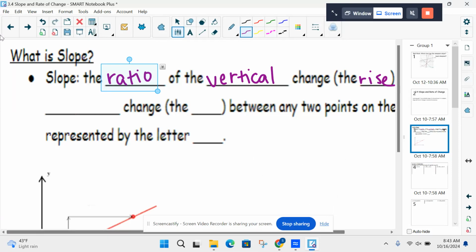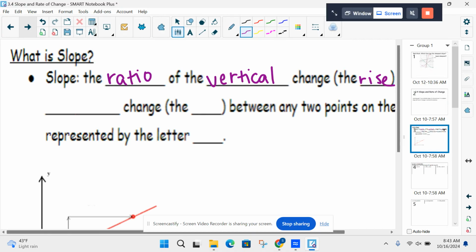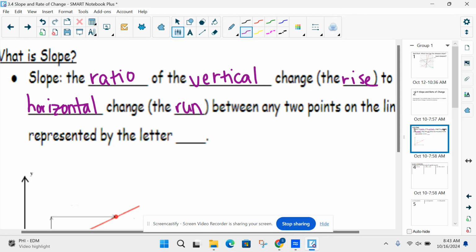Okay, so we'll go back a little bit. This lesson is 3.4, part 1, and we're learning about how to find the slope using the slope formula. So we talked about how slope is the ratio of the vertical change to the horizontal change, which is your run, between any 2 points on the line, represented by the letter M.